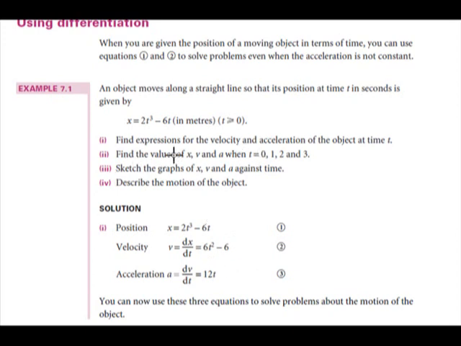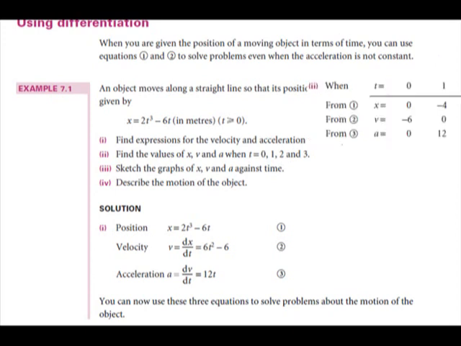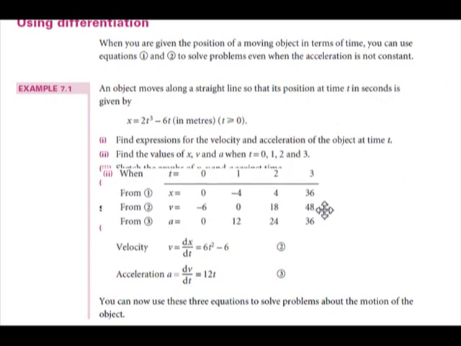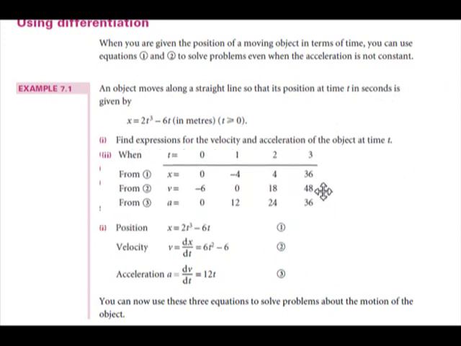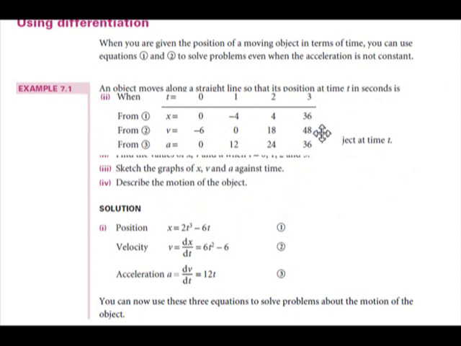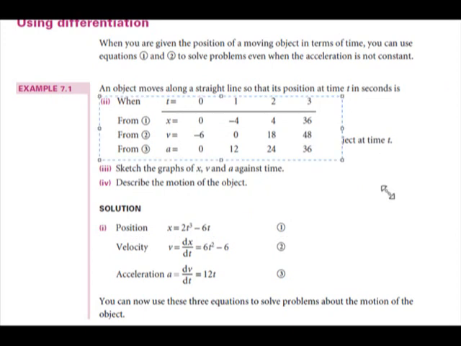The second part of the question says find values of x, v, and a when t is 0, 1, 2, and 3. The solution that you're supposed to come up with for part 2 is that one. Let me just put it right above there. That's part 2 of the solution. So you can pause the video, work it out, and make sure our answers are tallying.